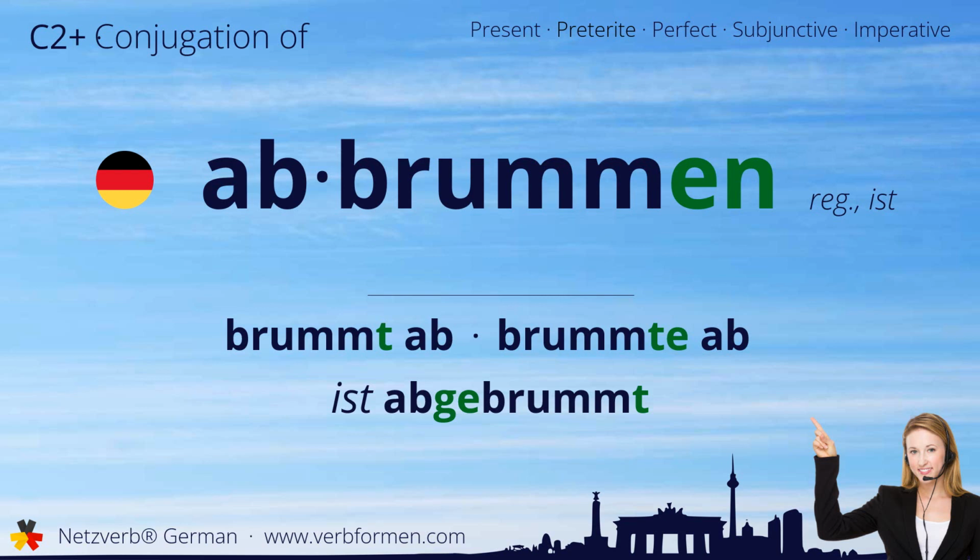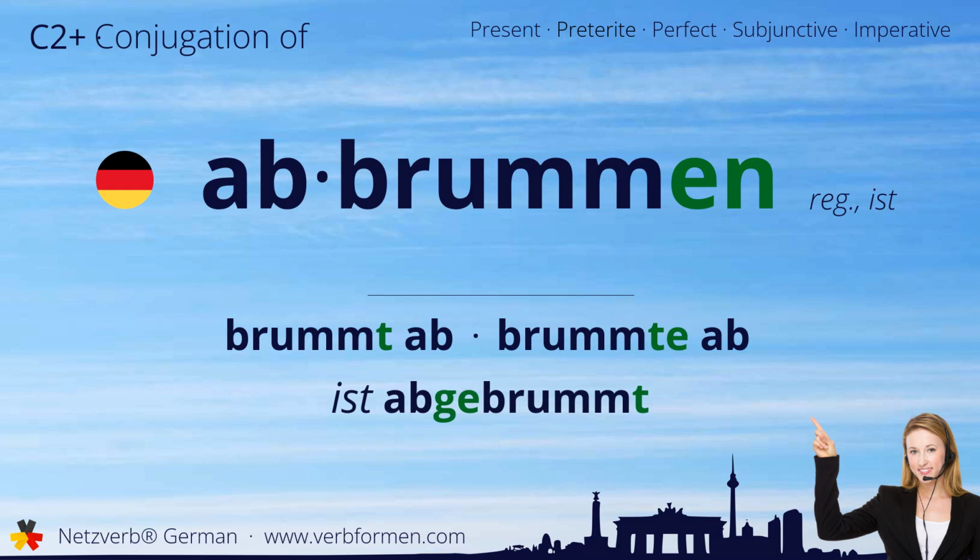Today we're going to learn how to conjugate the German verb abbrummen. Watch and listen to the forms carefully. Let's start with the stem forms. Brummt ab, brummte ab, ist abgebrummt.